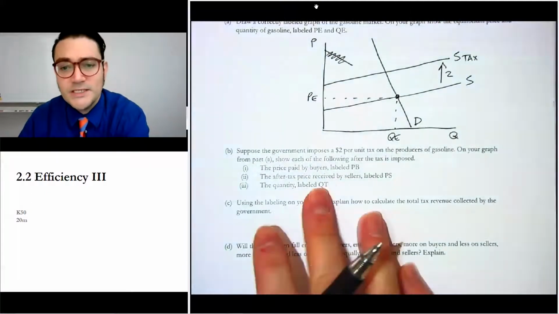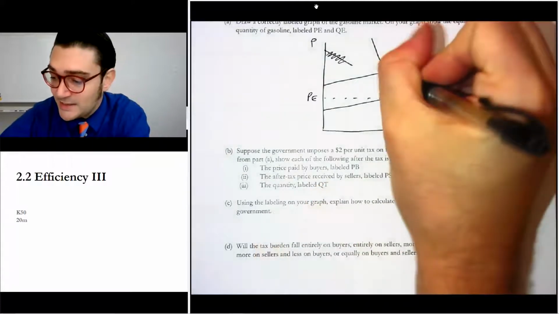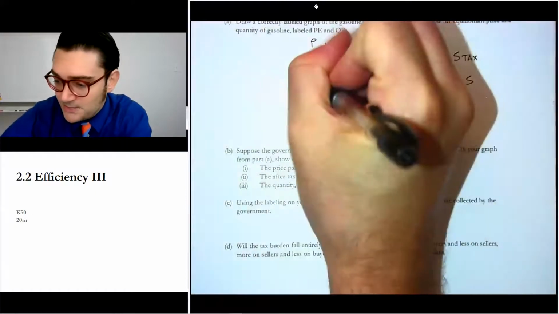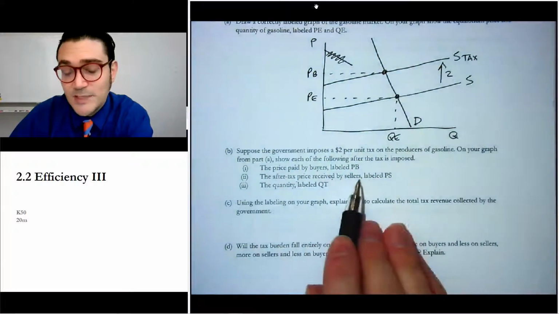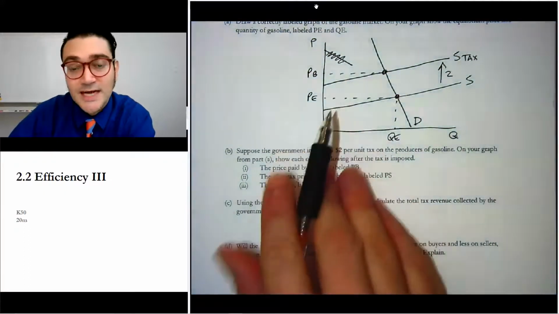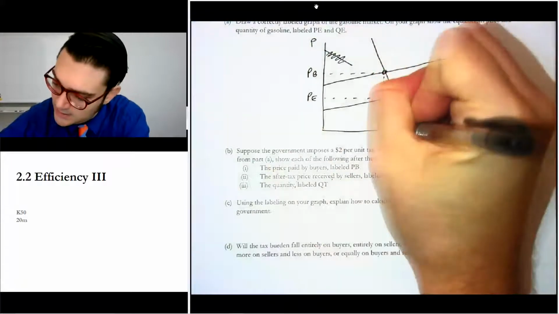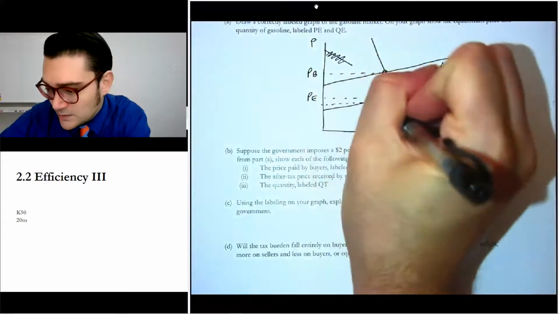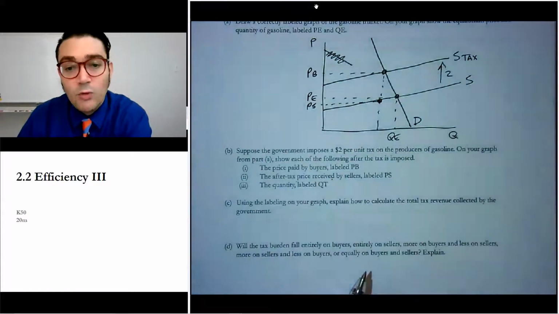Now it says the new price paid by the buyers is labeled PB. So that's going to be where the demand and the S tax curve intersect. So that's PB. And then the after-tax price received is labeled PS. Remember, the buyers and the sellers are not going to get the same amount in this one because it's a tax. And how do we find that? Well, it's down here at PS. It's a little bit below PE. Quantity is QT.